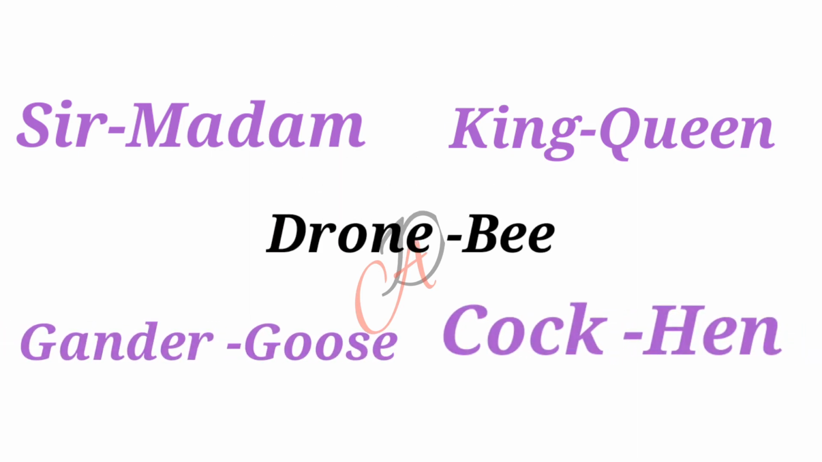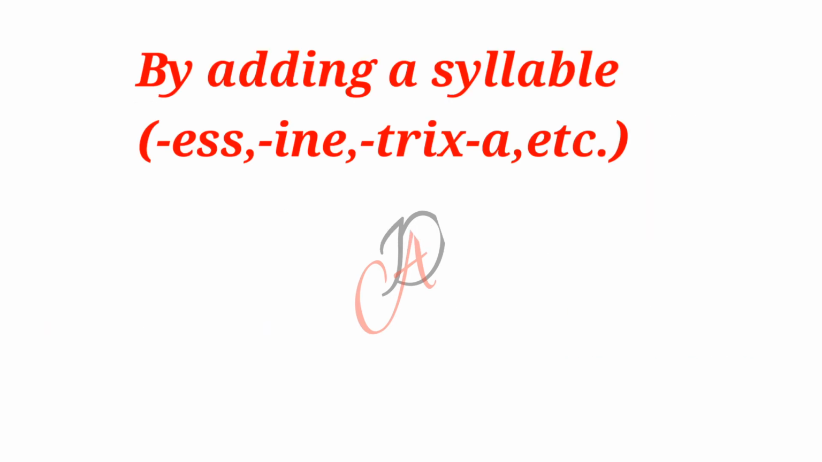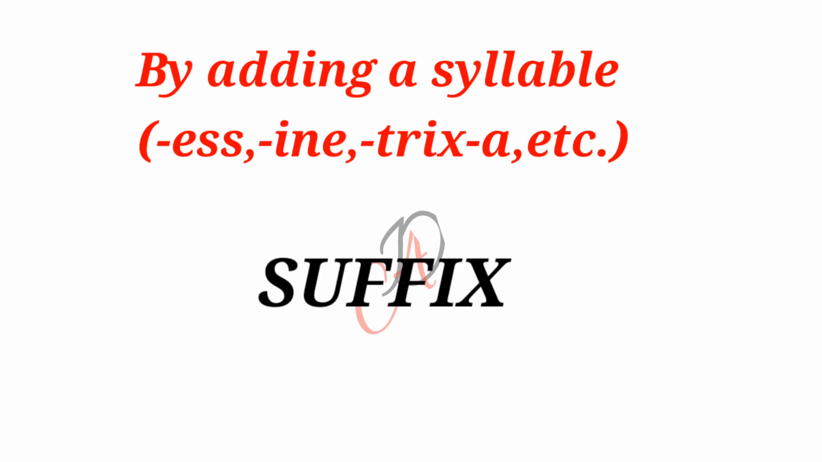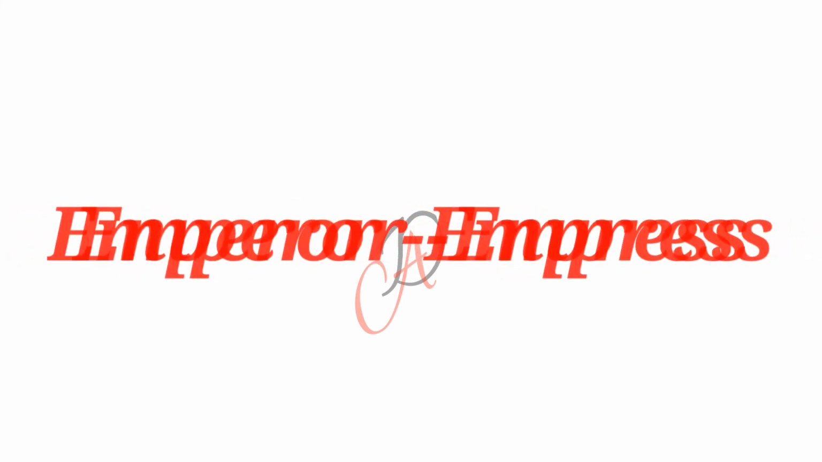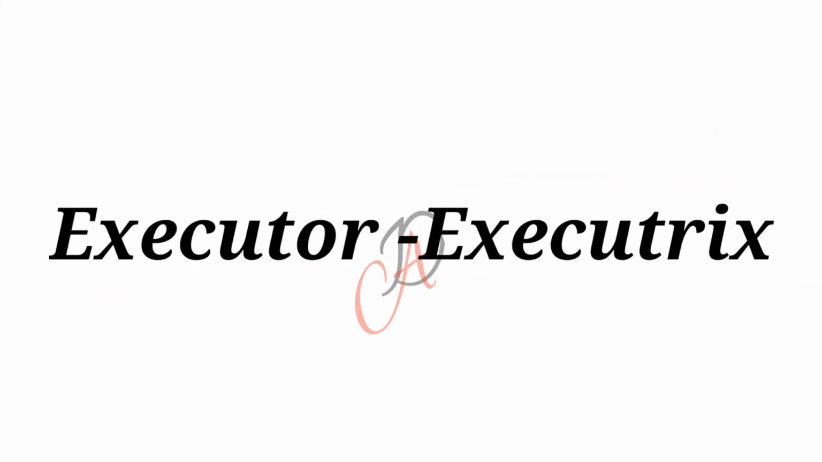Okay, let's move on to rule number two, adding a suffix that is ess, ine, trix or a. In this rule, we add suffixes to change the gender. What exactly is a suffix? A suffix is a letter or a group of letters which is added at the end of a word to form a new word. Let's take the examples for masculine gender and feminine gender using rule number two. Poet, poetess, priest, priestess, host, hostess, waiter, waitress, actor, actress, emperor, empress, prince, princess, master, mistress, executor, executrix.